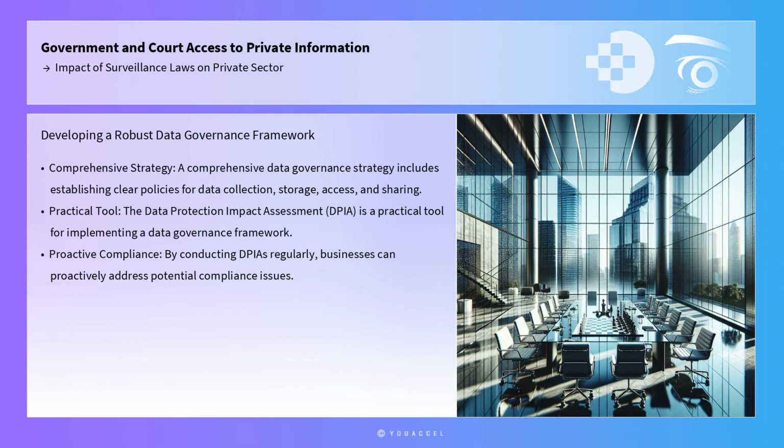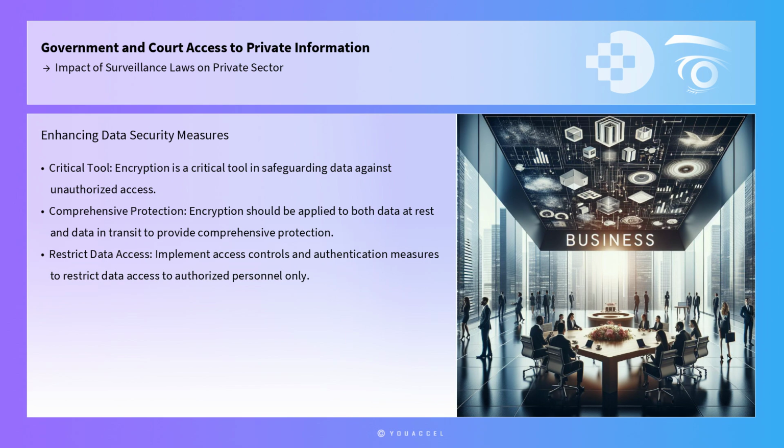One actionable insight for businesses is the development of a robust data governance framework. A comprehensive data governance strategy includes establishing clear policies for data collection, storage, access, and sharing. A practical tool for implementing such a framework is the Data Protection Impact Assessment. The DPIA is a process designed to help organizations identify and minimize data protection risks. By conducting DPIAs regularly, businesses can proactively address potential compliance issues, ensuring that surveillance requests do not compromise customer privacy or violate regulations.